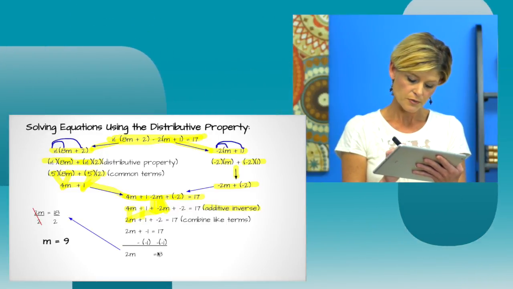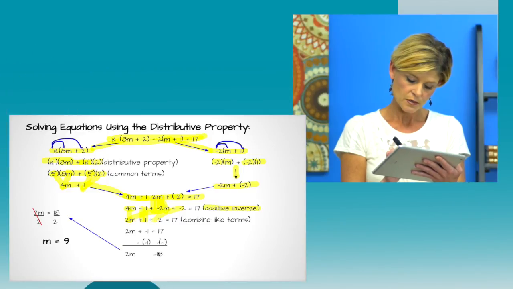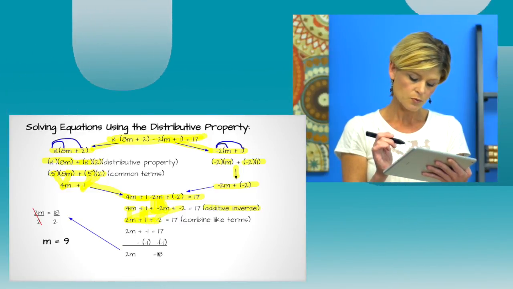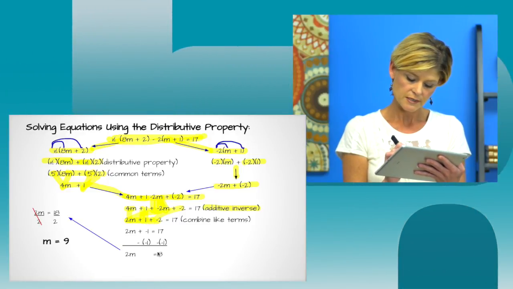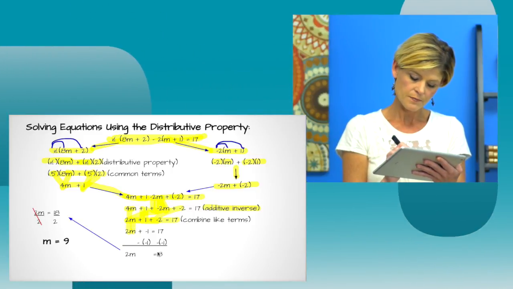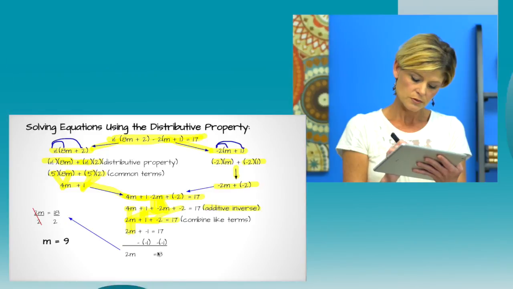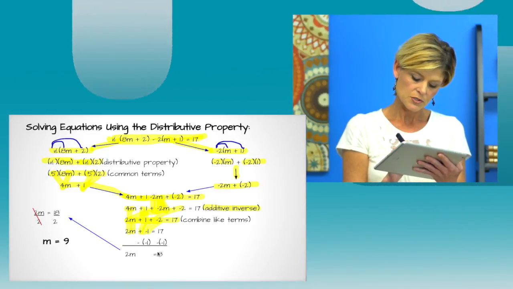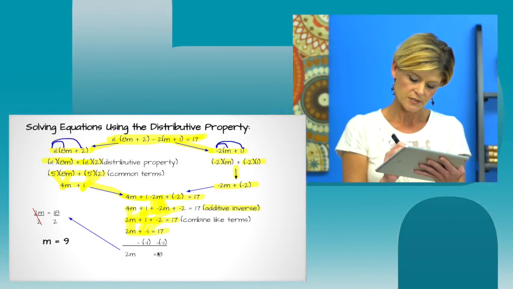And then I'll just bring the rest of my numbers down here. And now I have 2m plus 1 plus negative 2 equals 17. All right, do the math. 2m stays the same. 1 plus negative 2 is negative 1. Now I have 2m plus negative 1 equals 17.